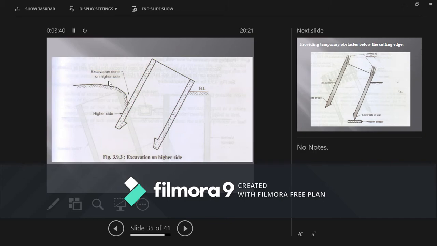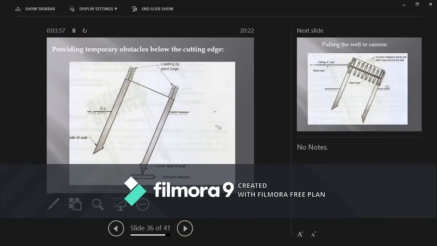Excavation done on higher side. Sometimes it may happen that the lower side is experiencing very soft soil and the higher side is experiencing very hard soil or boulders or rocks. So excavation can be done on the higher side and it can be made vertical.